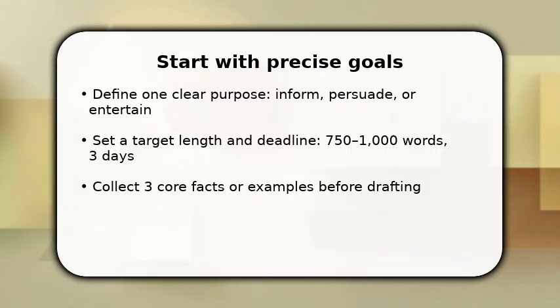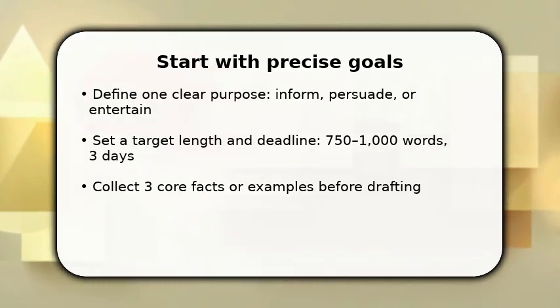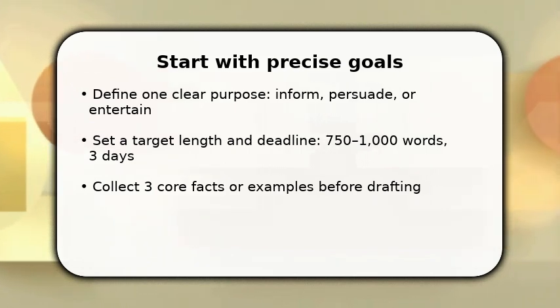Then, write a brief outline with a single sentence thesis and 3 supporting points. Start the first draft immediately using short bursts of 20-30 minutes. This prevents over-editing and keeps momentum while you discover the real problems to fix.